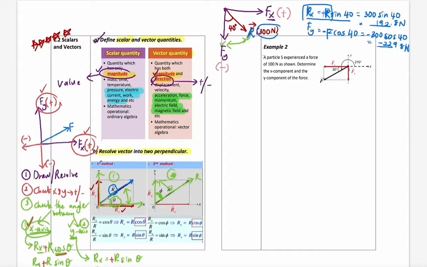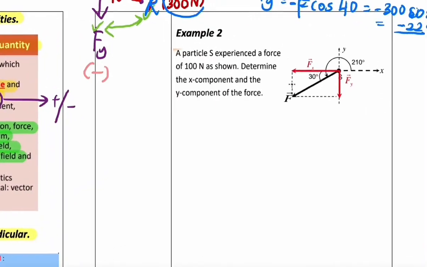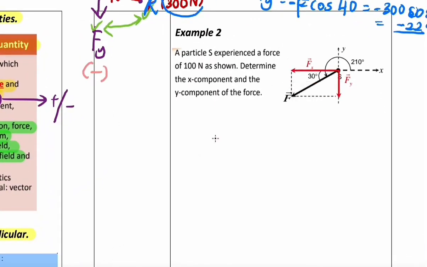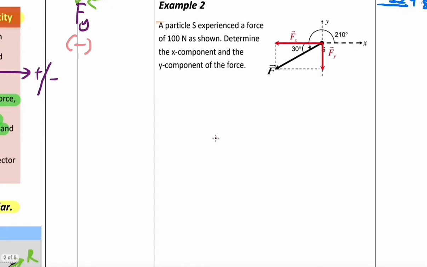Okay, so example 2, let me zoom in a little bit, tak nak yang lain kacau. Okay, kejap. Okay, example 3.